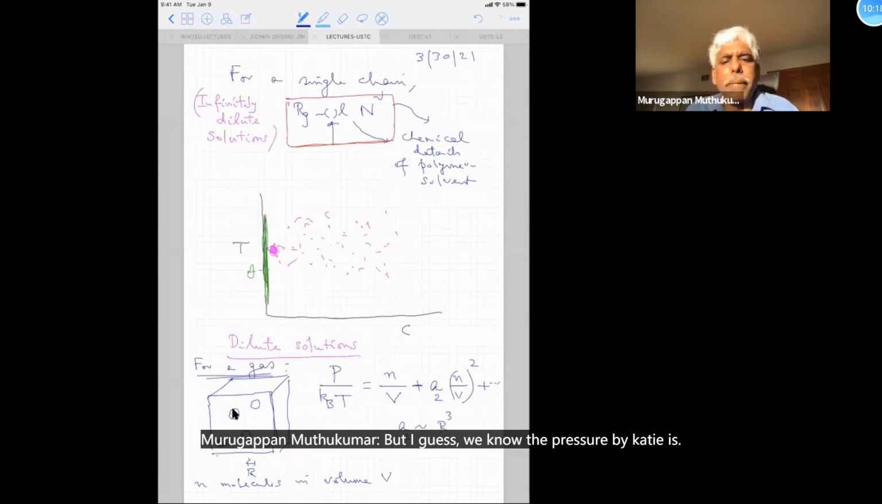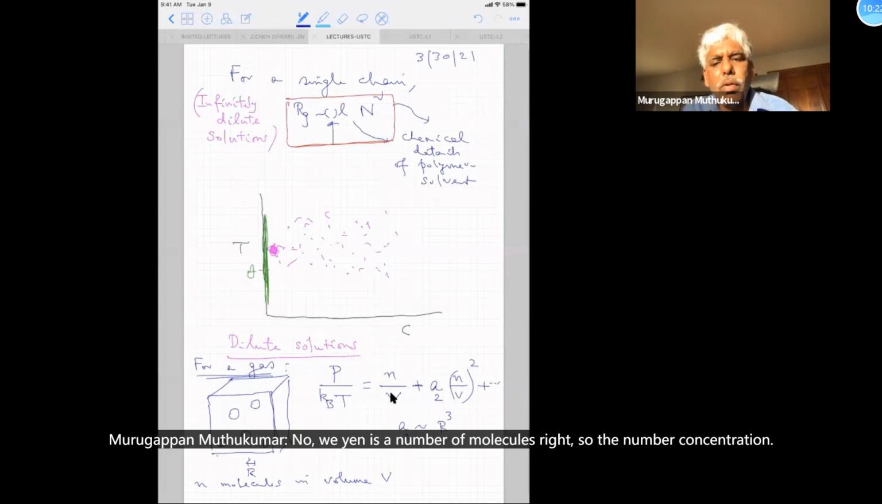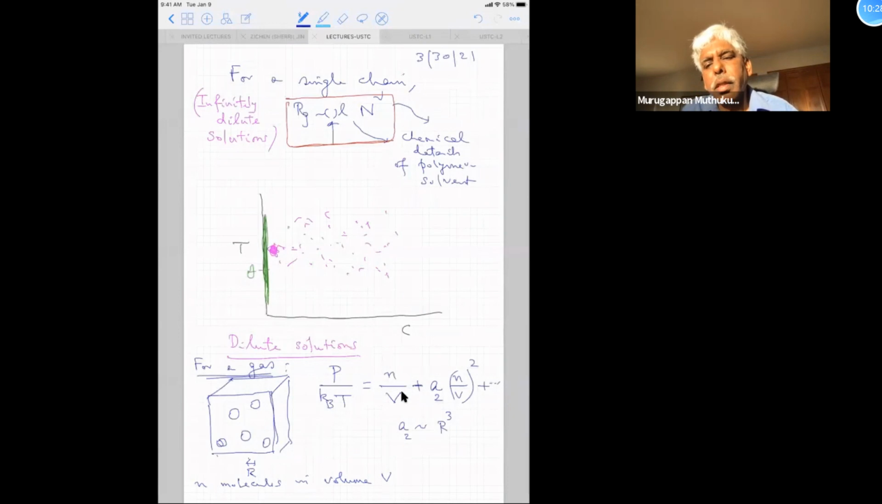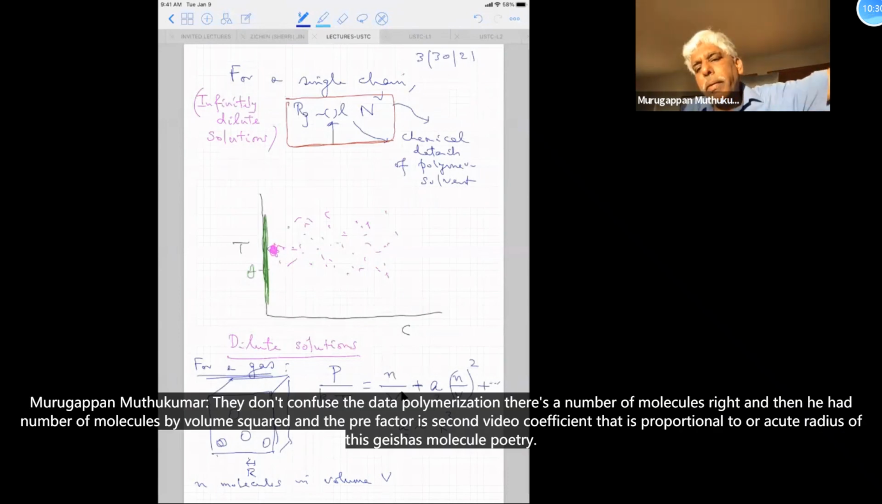For a gas, we know that pressure by kT is N over V. N is the number of molecules, right? So the number concentration. So don't get confused with the degree of polymerization. This is the number of molecules. And then here, the number of molecules by volume squared. The prefactor is the second virial coefficient, that is proportional to R cubed, the radius of this gaseous molecule to the power 3.